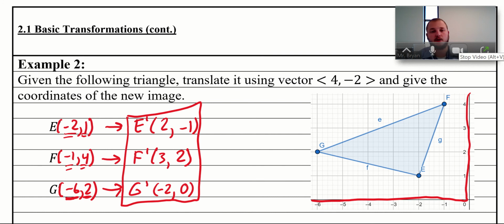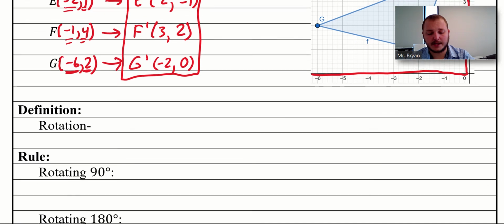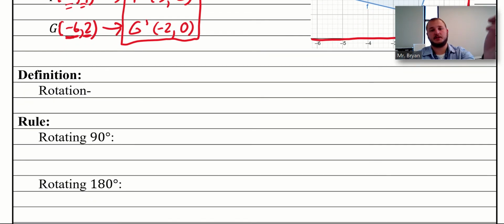There might be some problems you work on later today where you're wanting to specifically draw the shape after it's done. There will be a few that you need to make sure you draw the shape. But in general, that's what I'm looking for, is I'm looking for the coordinates. Okay, so that's translating. And then last one here with rotation. We just did this today.